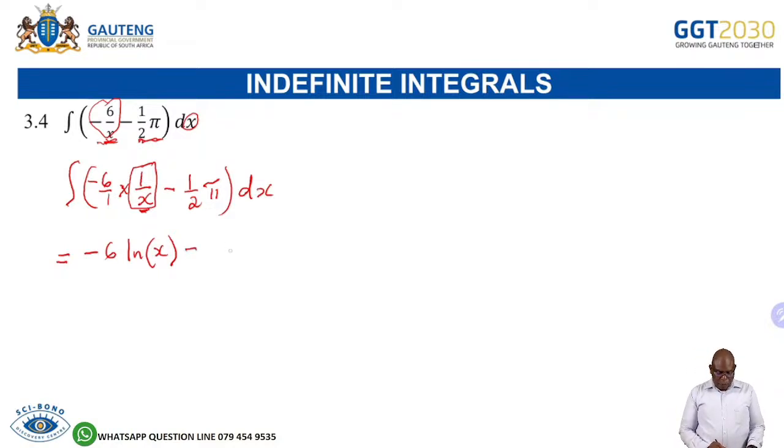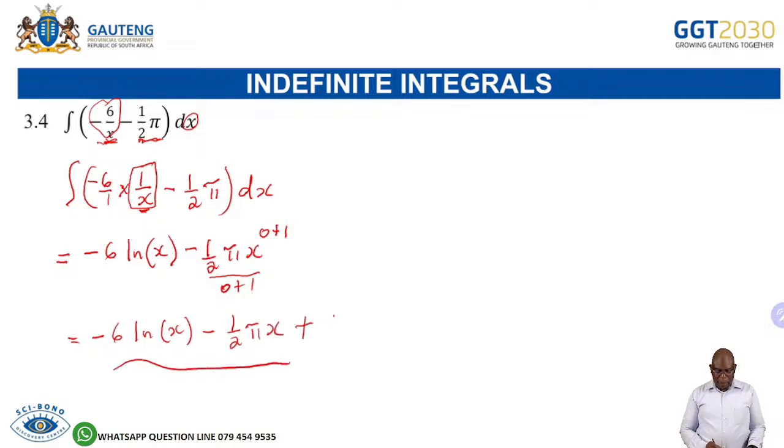Now, there we're having 1 over 2 pi. I've got an x which is to the power 0, so it must be plus 1 all over 0 plus 1. So my answer there will be negative 6 ln x minus half pi multiplied by x, plus c. That I always forget, but this time I remember. We must have a plus c when you are dealing with indefinite integrals. Okay, right.